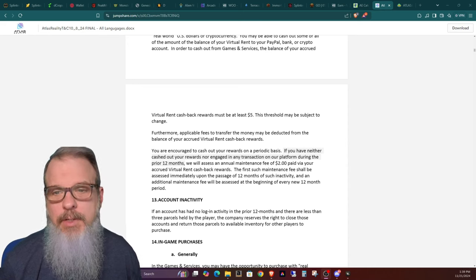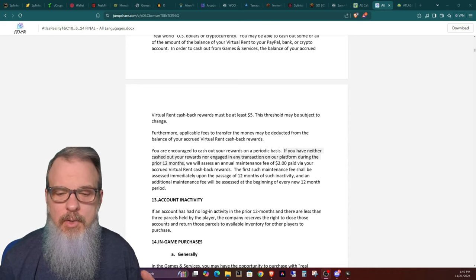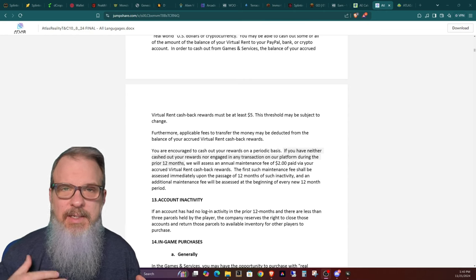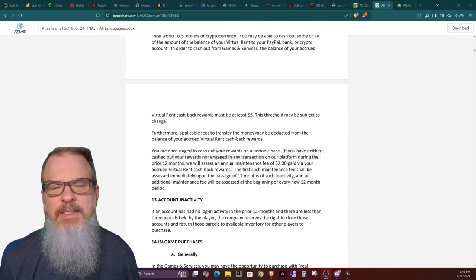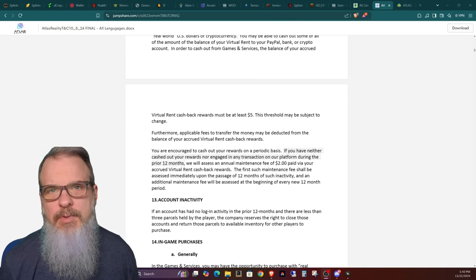And that's what they're trying to do, to encourage people to be active and set a bar here where they can clean up all these accounts that people may have tried out and are just not playing the game. So put those back into the game for other people to buy.